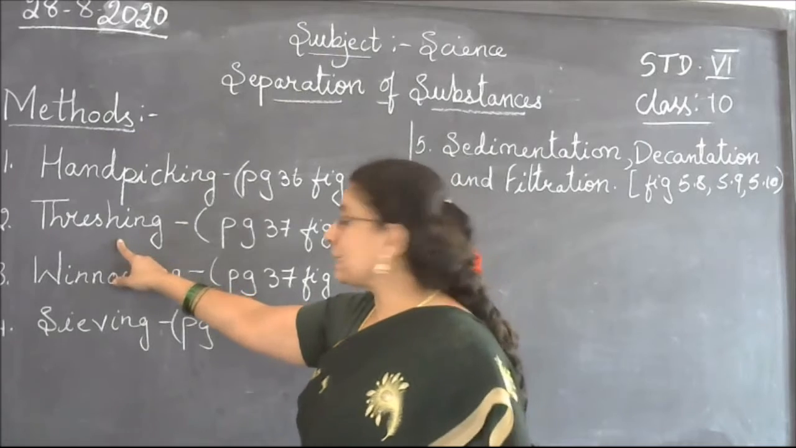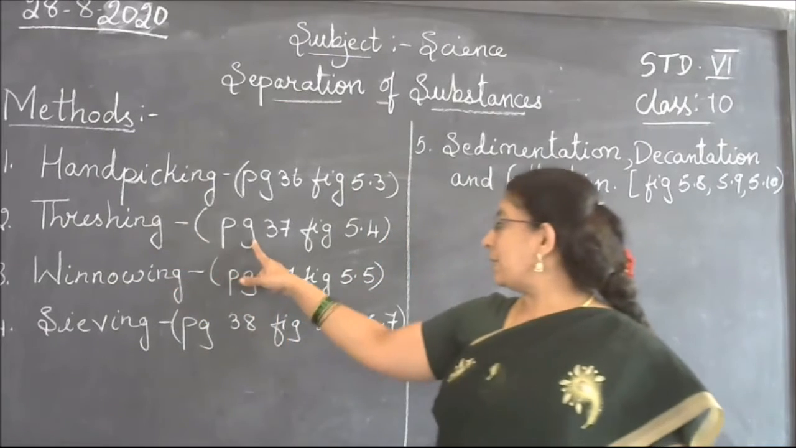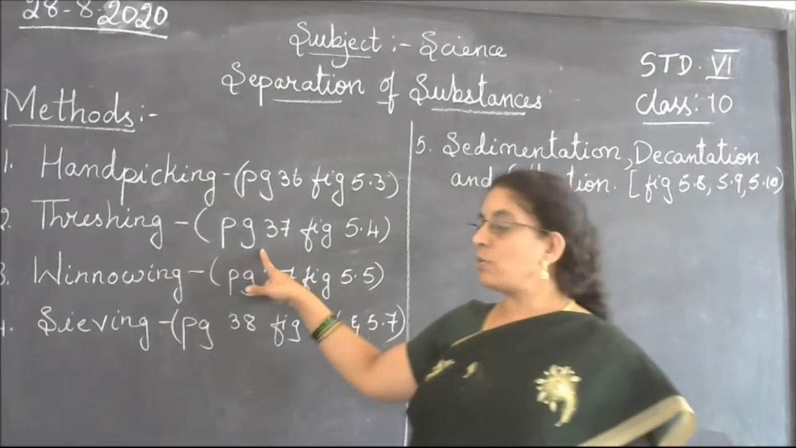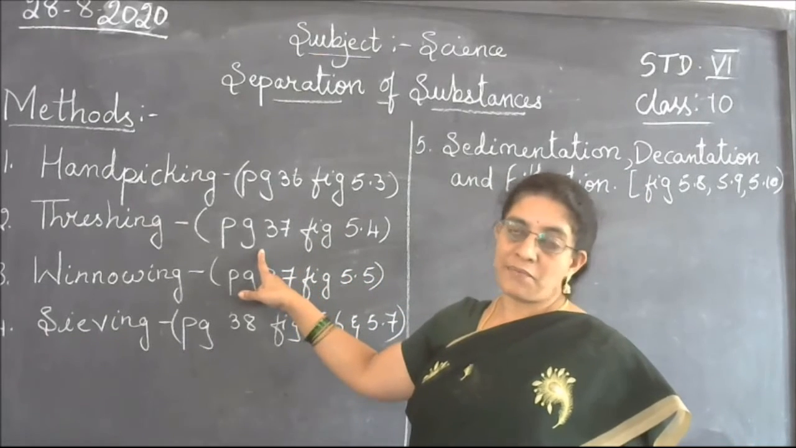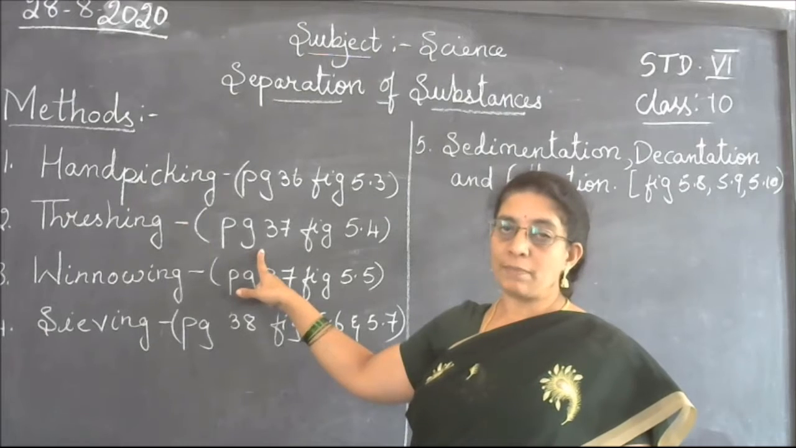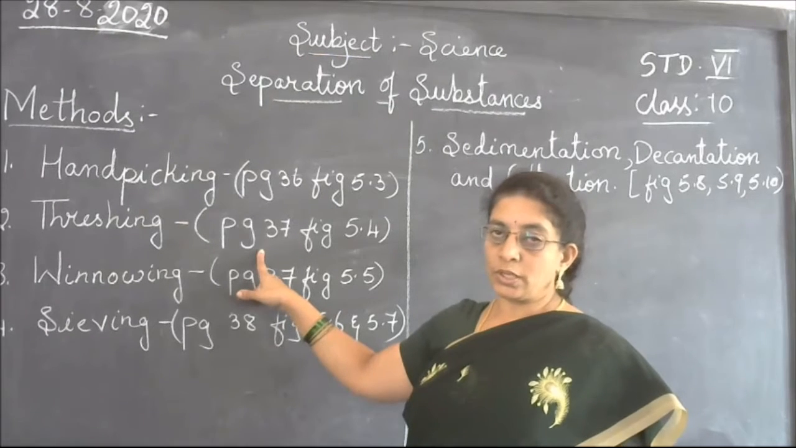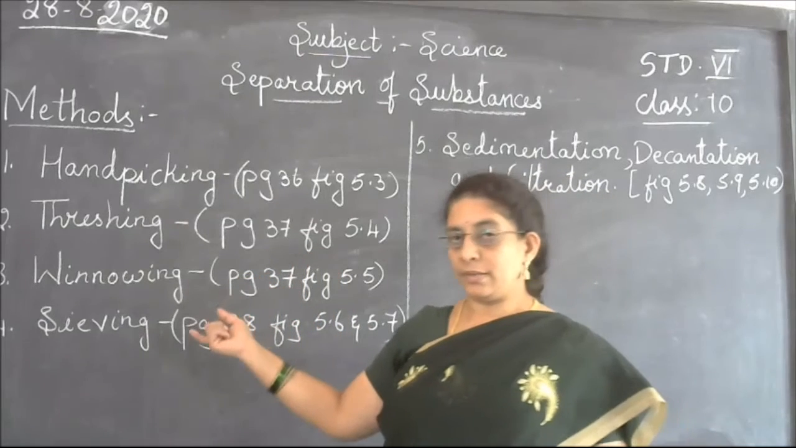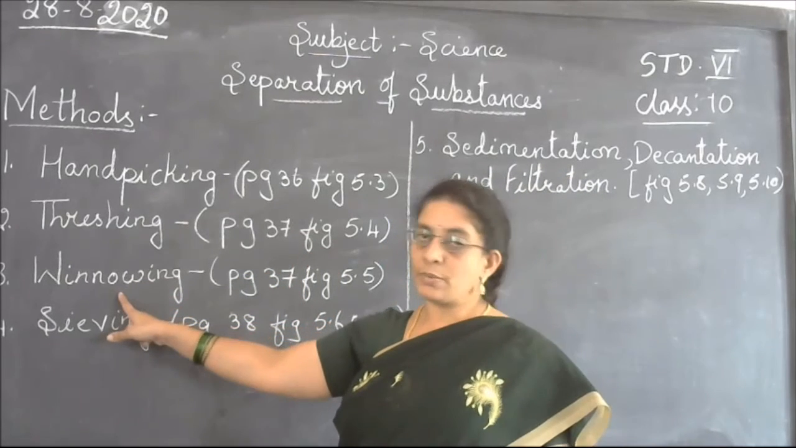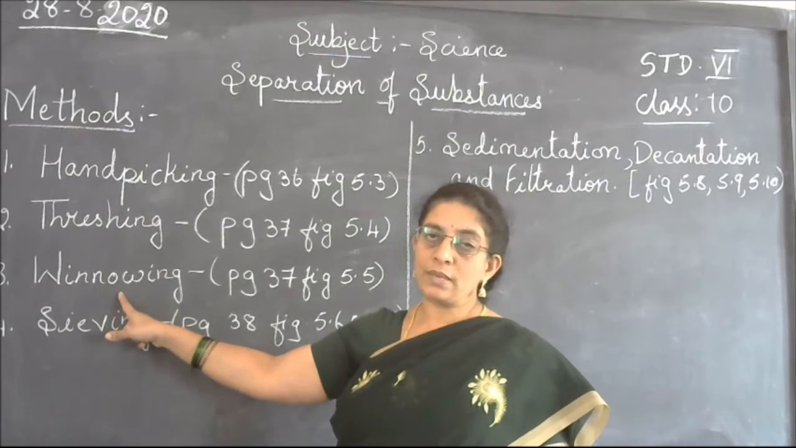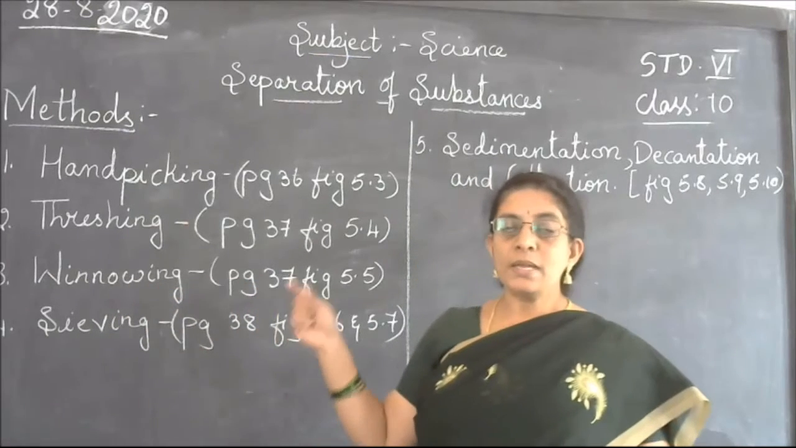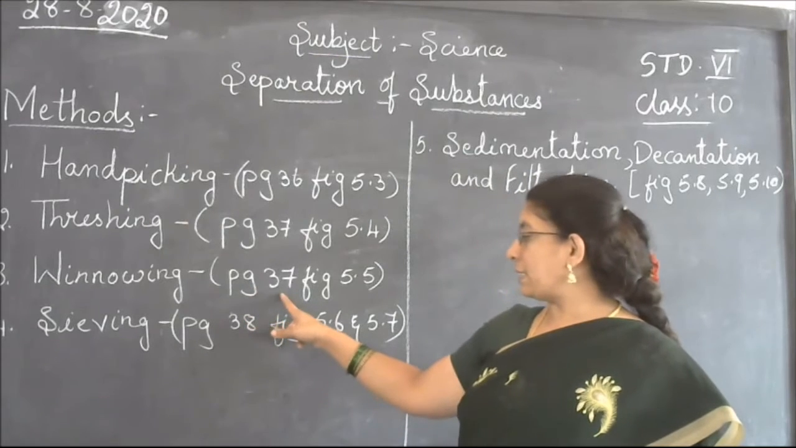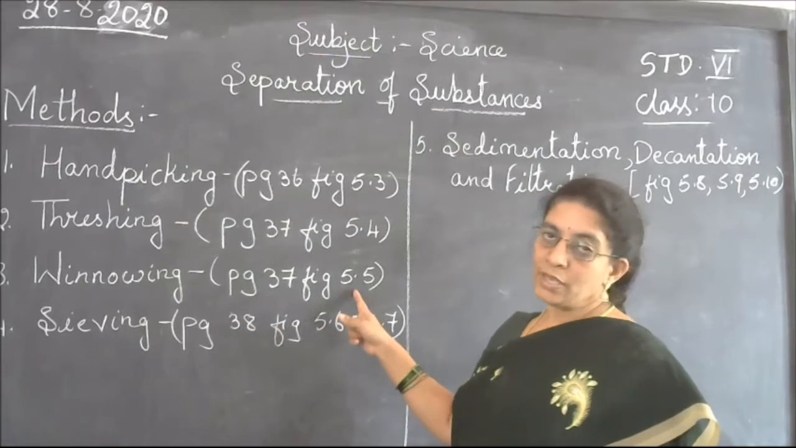Okay, then next is threshing. Page number 37, refer to figure 5.4. So this I have told you, mostly it is done by the farmers. Okay, they bundle up the crops, they beat it on the huge boulders of rocks to separate the stalk from the grains. And then the third one is the winnowing. Winnowing is the method used to separate the heavier and the lighter particles. So for that you can refer page number 37, figure 5.5.